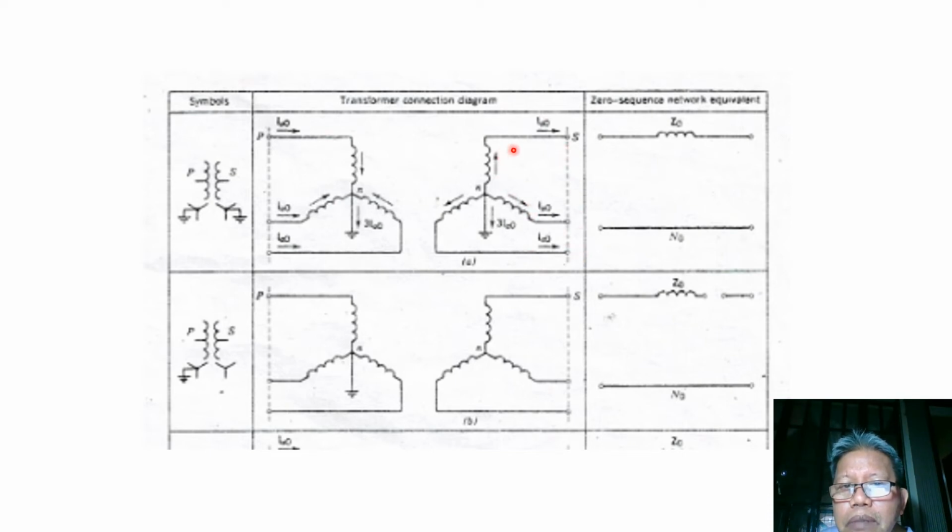Now, if we have the current directions this way going towards the terminals, then the currents should be going from the ground to neutral. So the direction of the current here should be reversed, no? So in other words, if the three zero sequence currents at the primary go to the ground, then they just flow because this ground is connected to this ground.